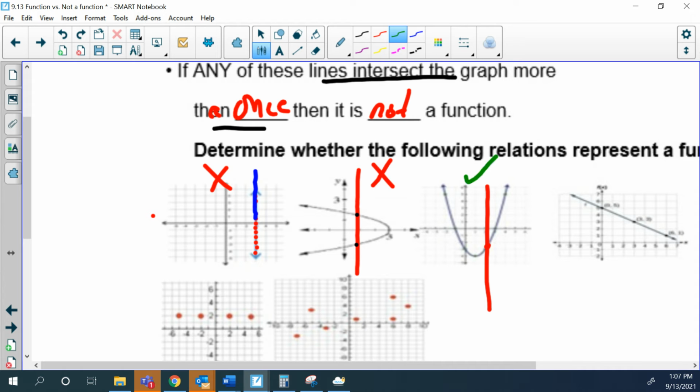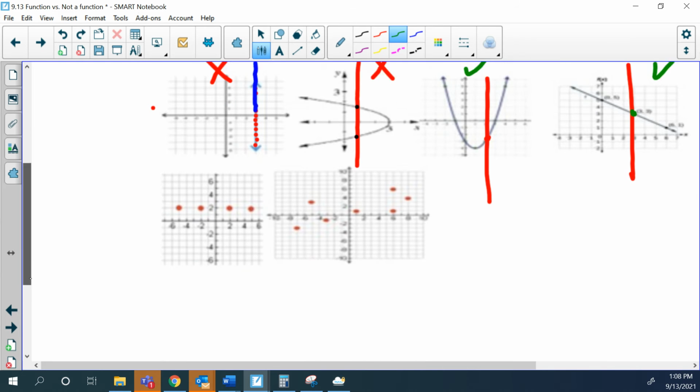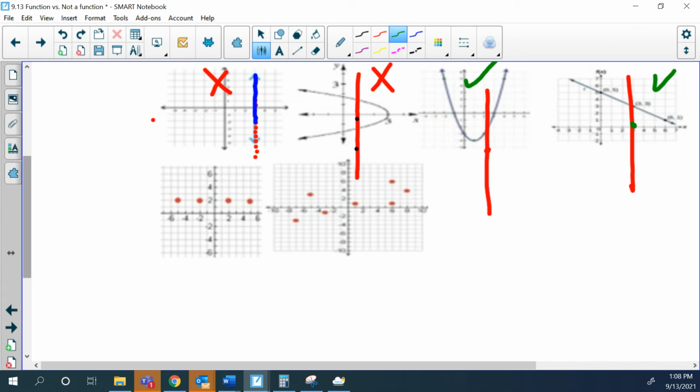Same thing with this one. If I draw a line through this graph right here, it crosses the graph at 1 point, and so this is a function. For discrete graphs, we have to be careful. If I draw a line through the graph, it only crosses 1 point. You still notice that, right? Only 1 point is crossed. So this is a function.